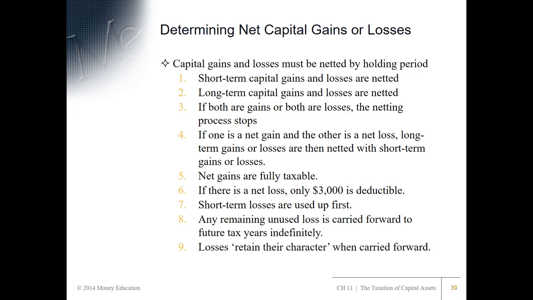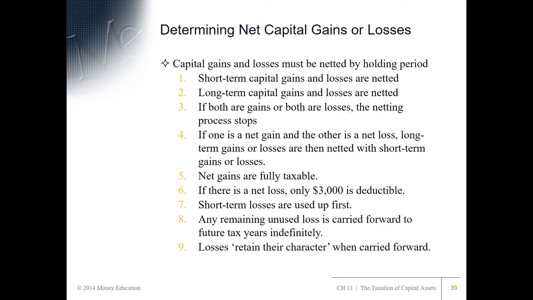We'll, of course, go over examples of this. Number 5, net gains, as we said, are fully taxable. Number 6, if there is a net loss, only $3,000 is deductible in that year. 7, the short-term losses are used up first.